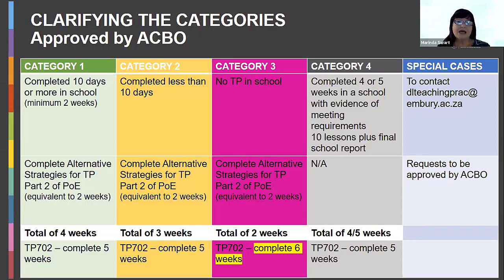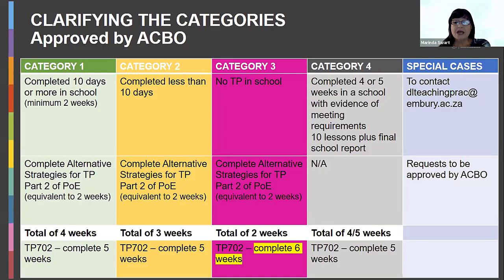So you will have more or less 3 weeks of TP, give or take. Then you do 5 weeks of TP in the second semester, in TP702, and you would have done a minimum of 8 weeks. Category 3, if you've got, but some students have done no teaching practice in school whatsoever, and they have to do the alternative strategies for TP, which is equivalent to 2 weeks. So category 3 students will only have 2 weeks of TP for TP701. And such students will then have to complete 6 weeks of TP in TP702.